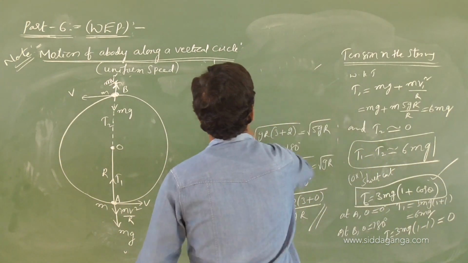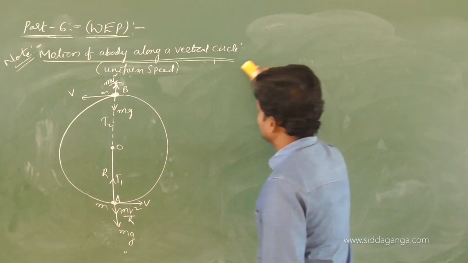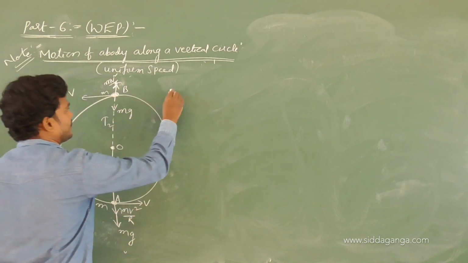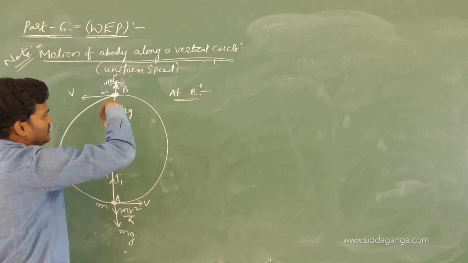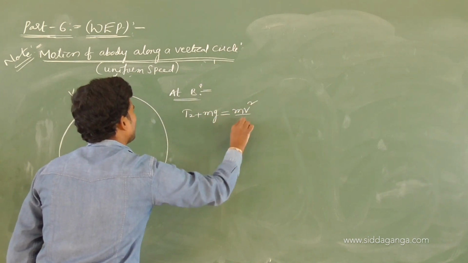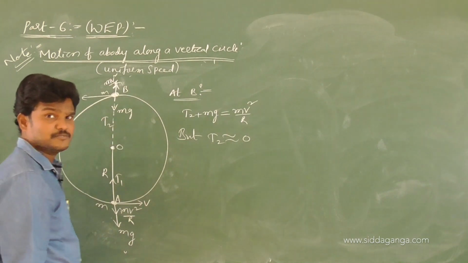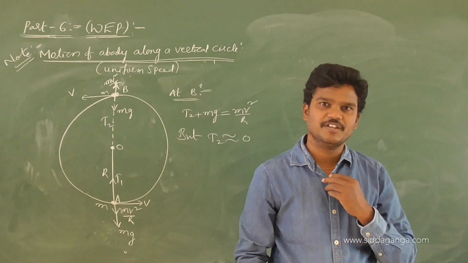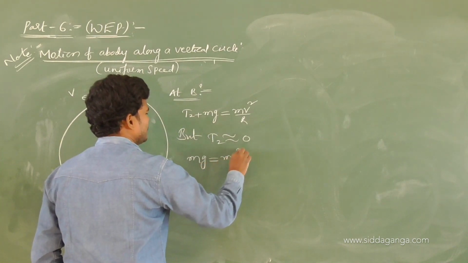See. Again you follow the same method. At B, let me write directly. At B, tell me the equations. mv square by r outward, mg, T2 is downward. So at B, T2 plus mg is balanced by what? mv square by r. But what is T2? Tension is negligible at the highest point. Tension in the string is negligible because the wire never stretches. Once the body moves to the top, the wire never stretches, so there is no tension developed in the wire. Okay, that's why T2 is 0. So mg is equal to mv square by r.